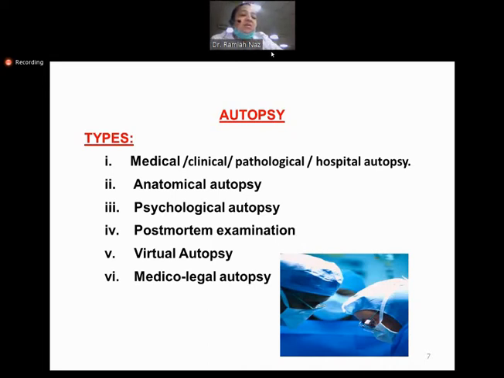Now we come to the types of autopsy. In many parts of the world, multiple authors say there are only two types of autopsy, basically the medical autopsy and the medico-legal autopsy. But for the sake of your understanding, I'm dividing it into multiple types: medical, clinical, pathological, or hospital autopsy, which are synonyms for the same one. Then the anatomical autopsy, psychological autopsy, postmortem autopsy, virtual autopsy, and the medico-legal autopsy.